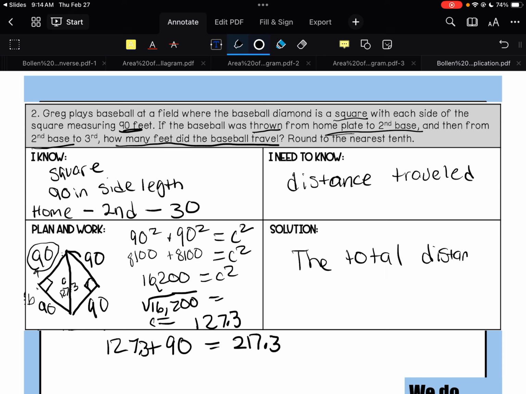So the total distance traveled is 217.3.